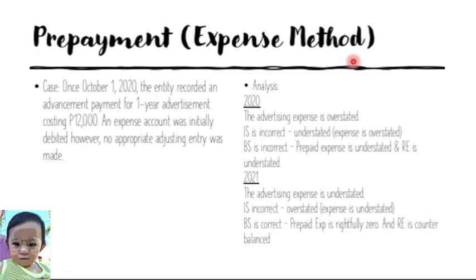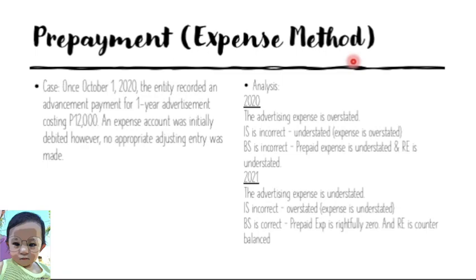On October 1, 2020, the entity recorded an advance payment for 1 year advertisement costing 12,000. So that's 1,000 per month. An expense account was initially debited. However, no appropriate adjusting entry was made. Supposedly, we're going to adjust at year end to determine how much is the unexpired amount. The unexpired amount would then be debited to prepaid asset and credit expense.